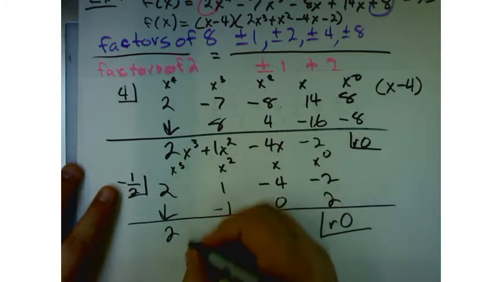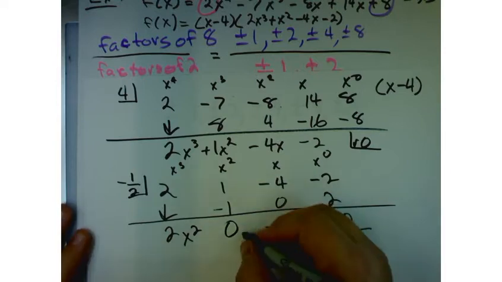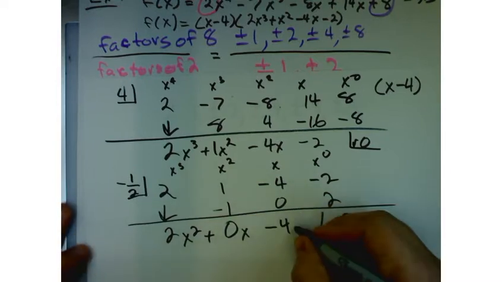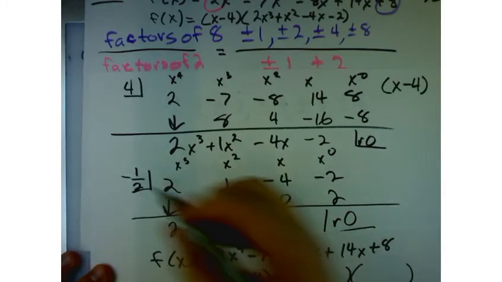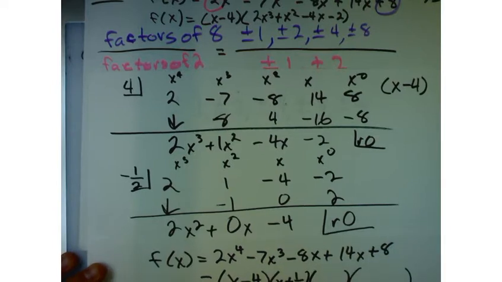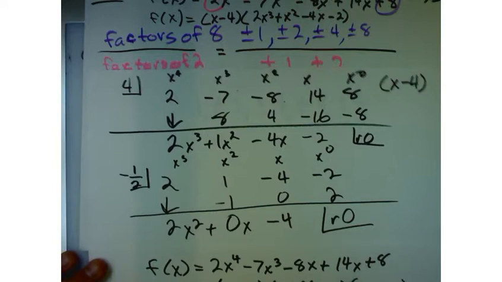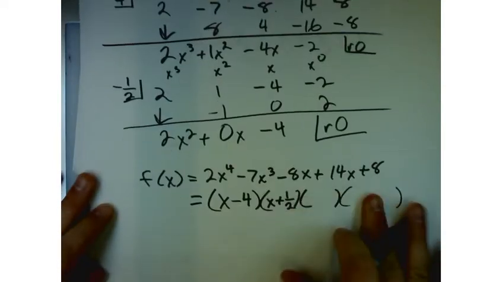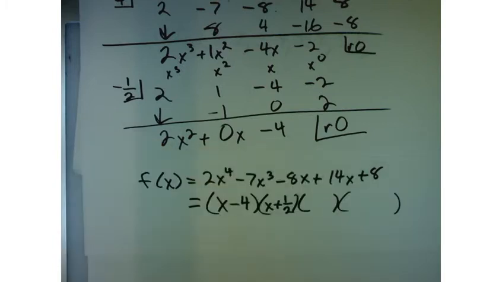So that means that this is x squared plus 0x minus 4. So now what I've done is I figured out that this is x plus 1/2. And then these last two things are factors. These last two things are factors of this quadratic. Okay?